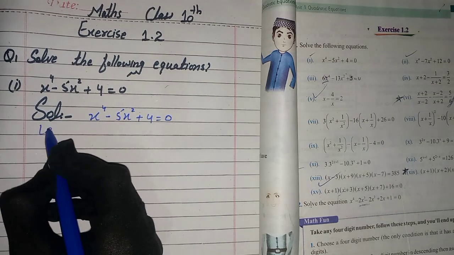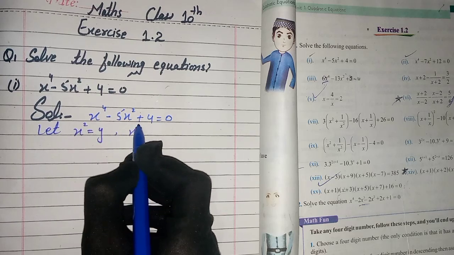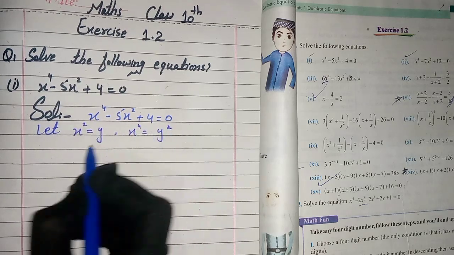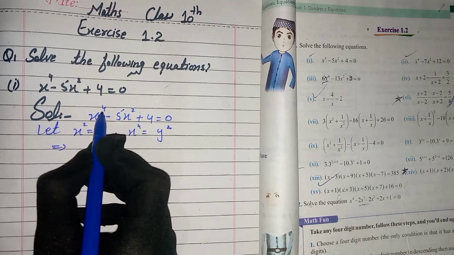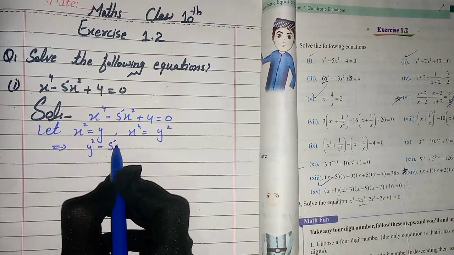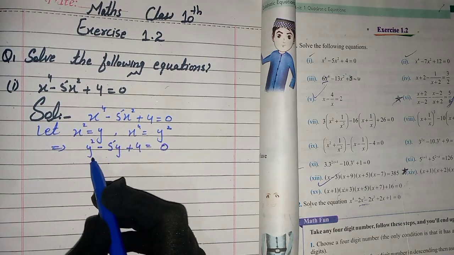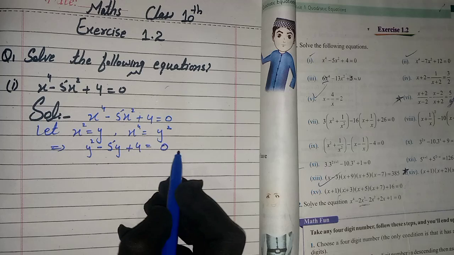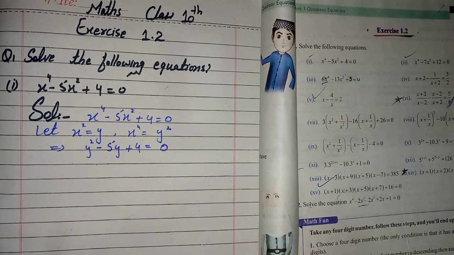So we let x^2 equal to y and x^4 equal to y^2. So this equation becomes, we put y^2 in the place of x^4: y^2 minus 5y plus 4 equal to 0. So this is in the standard form of a quadratic equation. Now we solve this equation by factorization method.